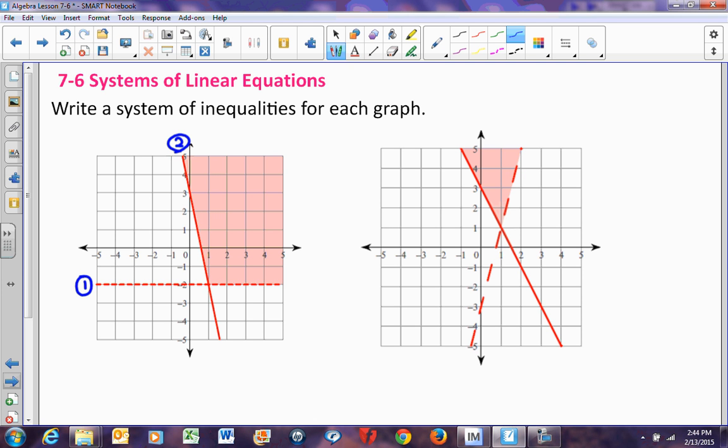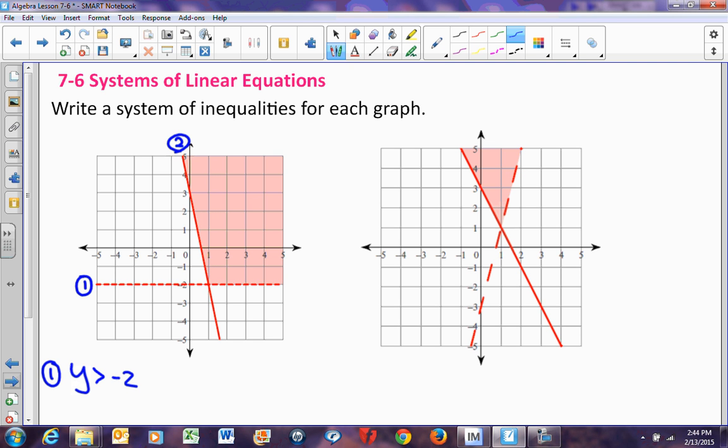If it's a horizontal line, hopefully you remember from Mr. Slope Guy that a horizontal line has a zero slope and it's at y equals. So we know this is at -2, and we know that it's shaded above the dashed line, so it's got to be greater than -2. So there's the equation for the inequality for number 1.